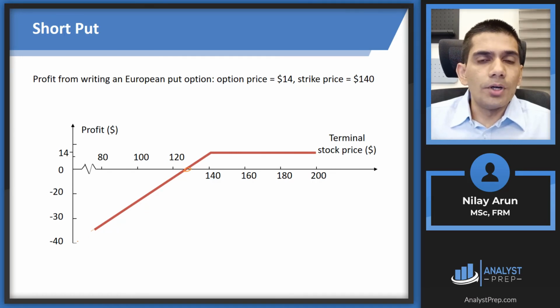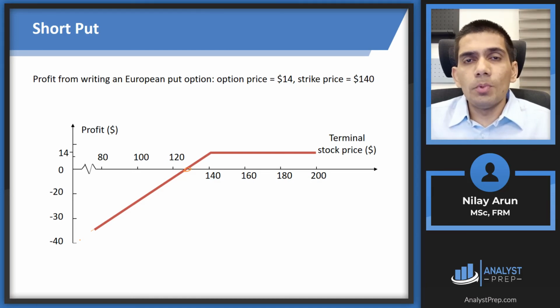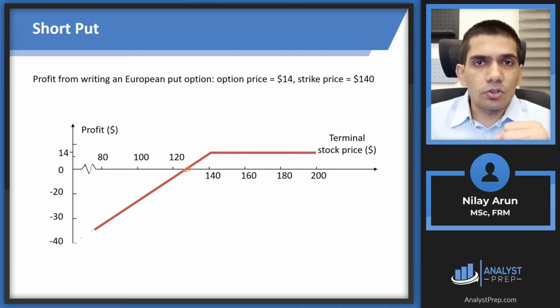You can see that you're going towards the axis. So it's going to be limited. Unlike short call where your losses could be potentially unlimited because there is no limit to how high the price could actually go.